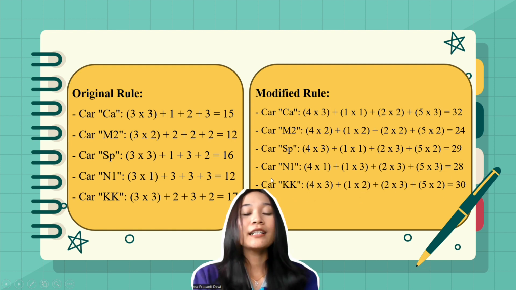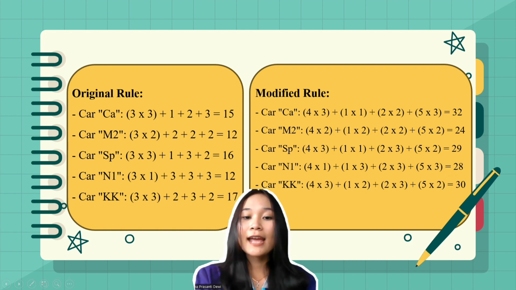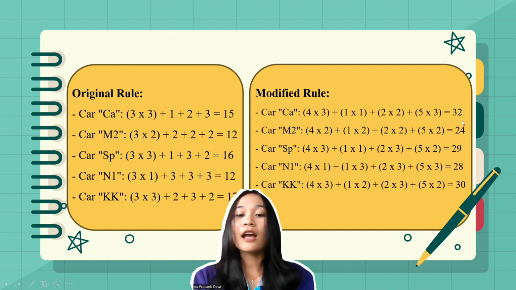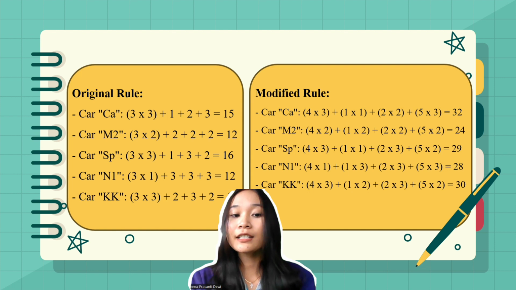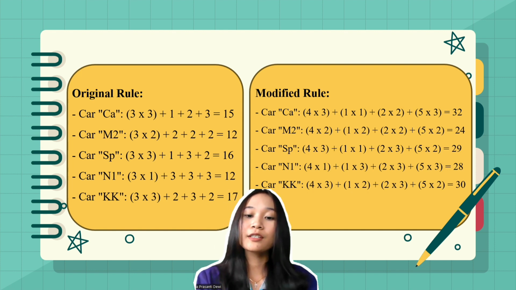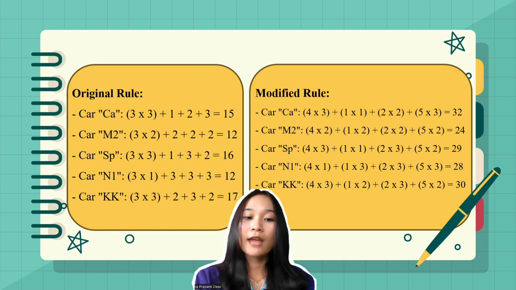Now, comparing the total scores obtained from both rules, we find that under the modified rule, car CA achieves the highest total score of 32. Car CA has a higher score than all the other cars, proving that the modified rule makes car CA the winner, as requested.